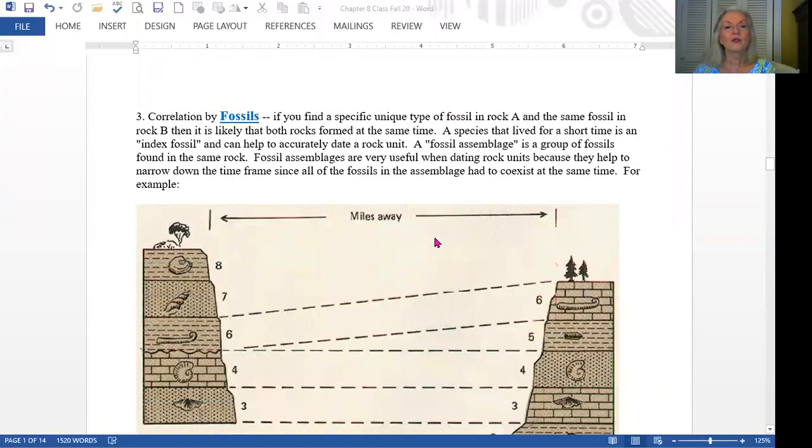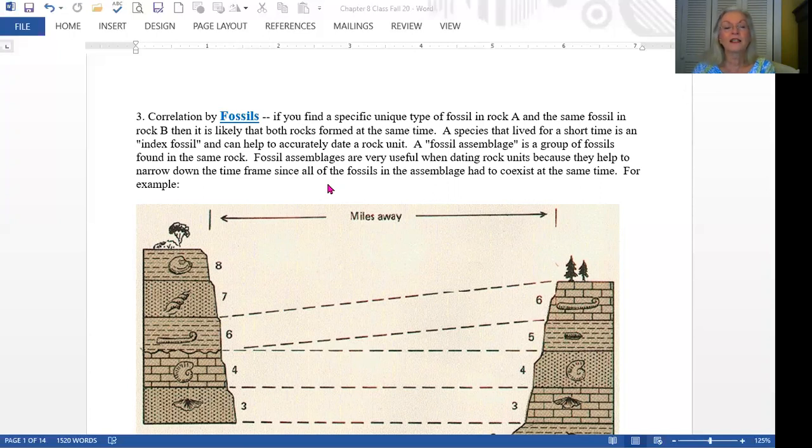And then we can use correlation by fossils. If you have a group of fossils in a rock, it's called a fossil assemblage. If I had a rock and it had a fern imprint in it, and the little footprints of a lizard, or maybe an imprint of its skull, and maybe a seashell embedded, those three fossils would be my fossil assemblage for that particular rock. And so a geologist will use that fossil assemblage to try to come up with a date for the rock.